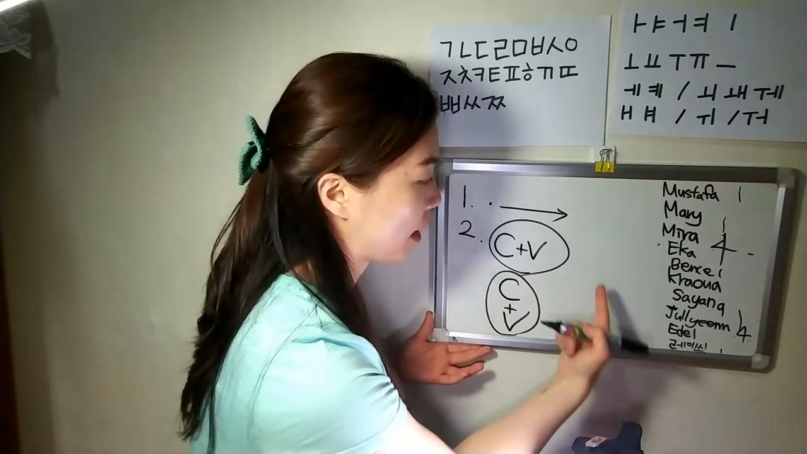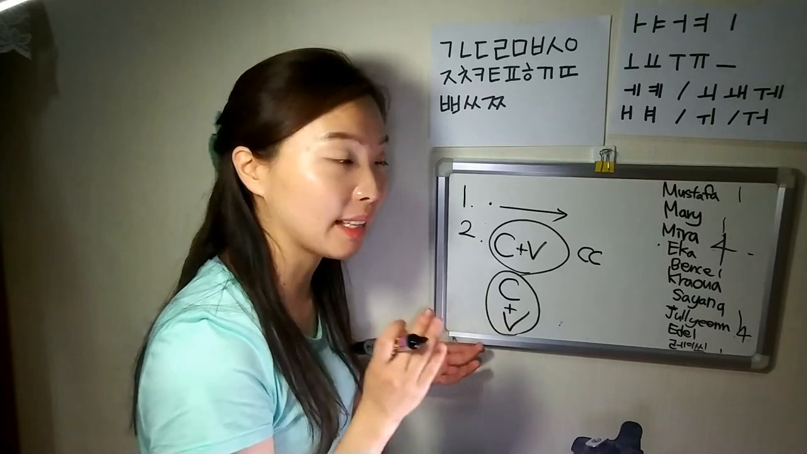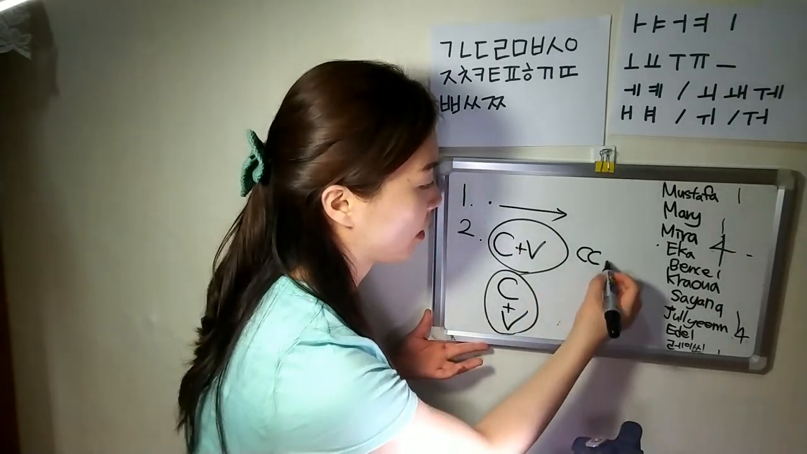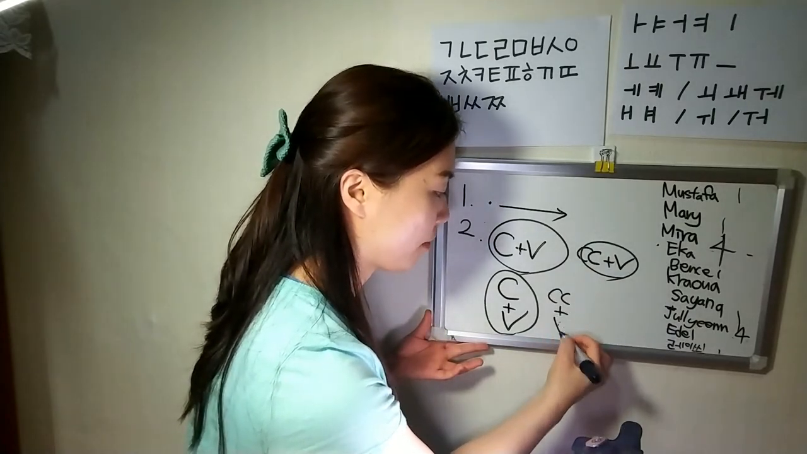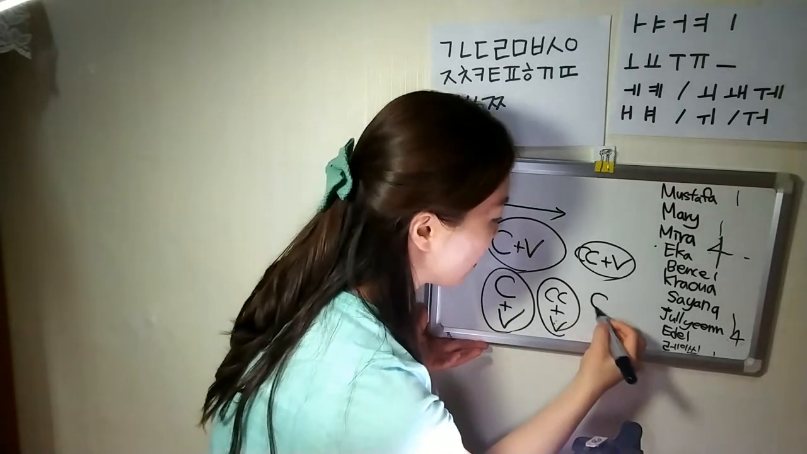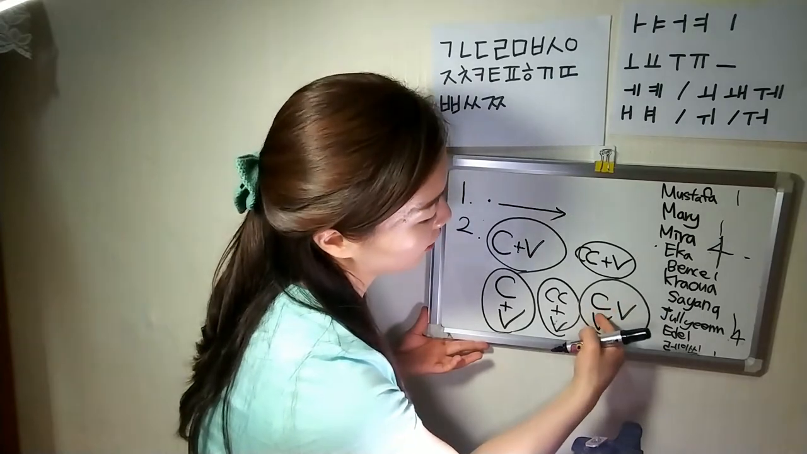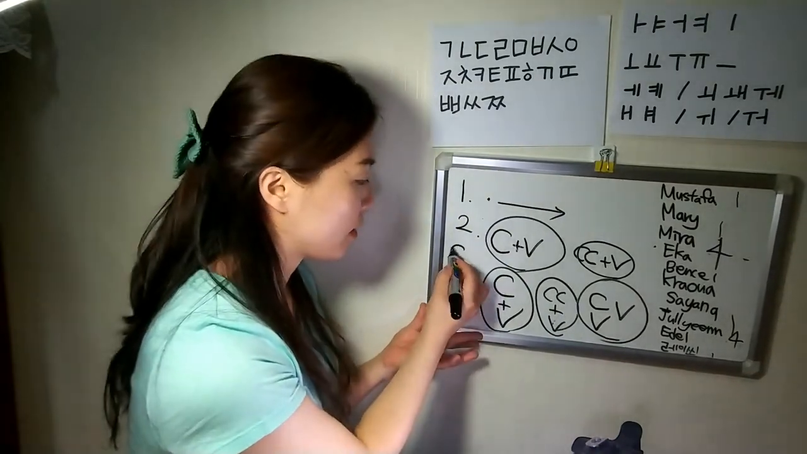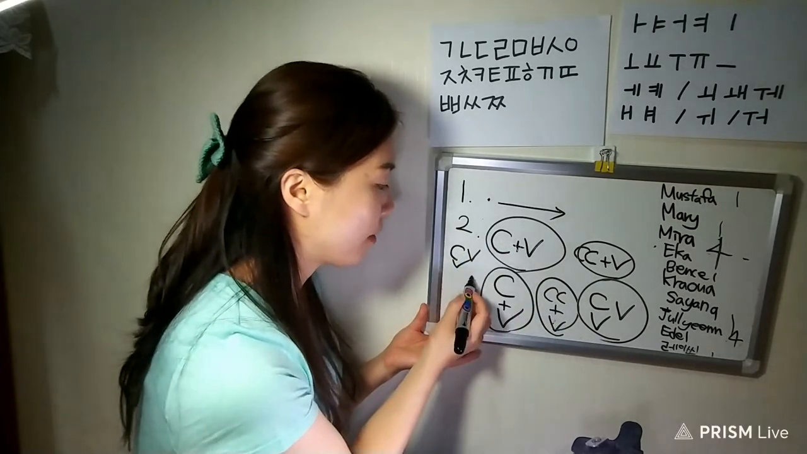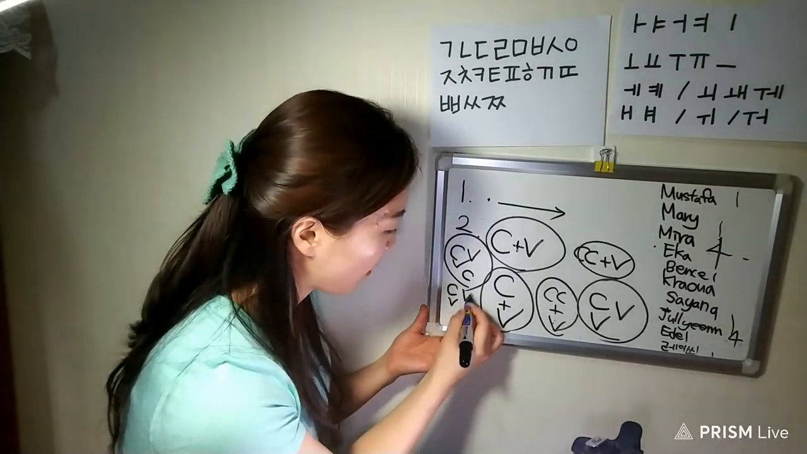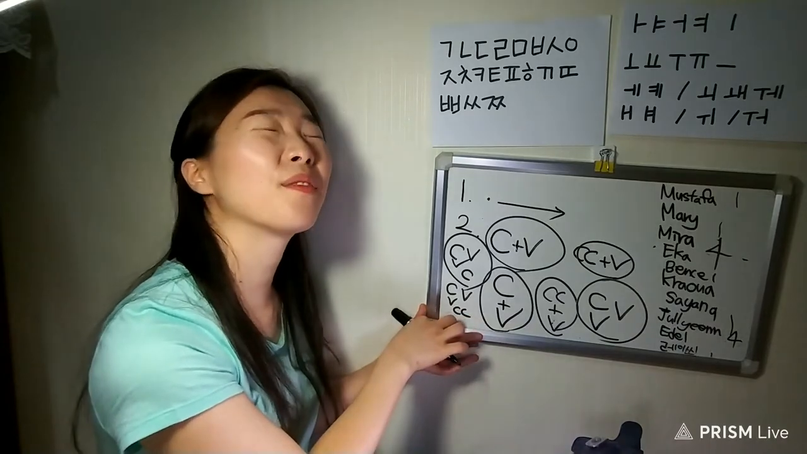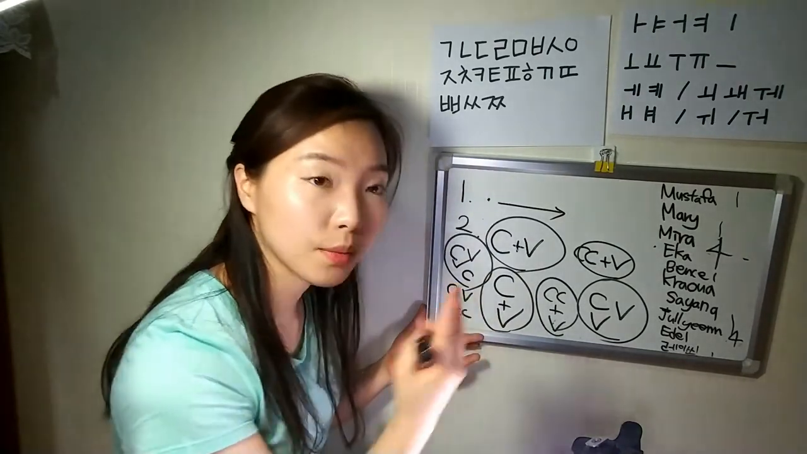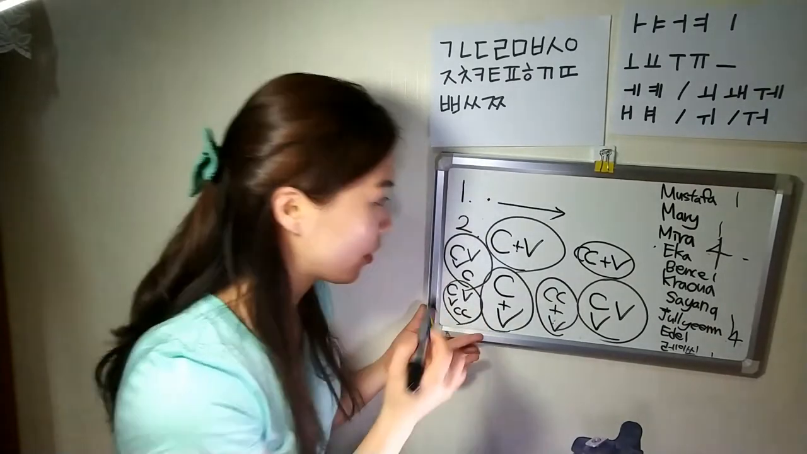Sometimes in the consonant place there can be double consonants, but we don't write like this. I just wanted to show you that there can be double consonants in the first consonant place. So double consonant and vowel can come here, and consonant, vowel, vowel. That is another shape. Consonant, vowel, vowel, and then final consonant, and double consonant at the end too. That's pretty much Korean.